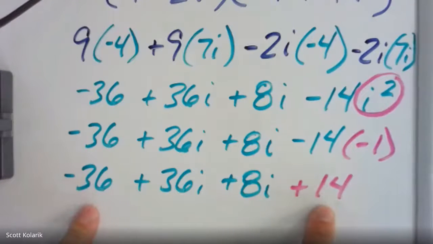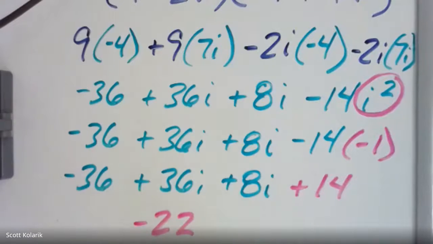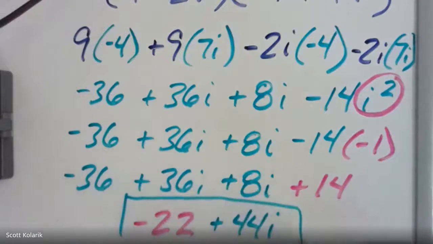And that's important because now I can combine these two terms. I have two regular numbers and then I have two numbers that have i's attached. So now I'm just combining like terms. -36 plus 14 gets me to -22. And then 36i plus 8i, I combine that just like any other like terms, and I would get plus 44i. There is my result.